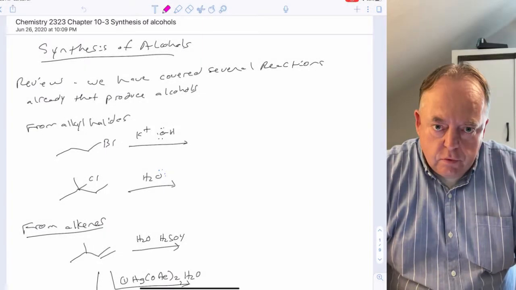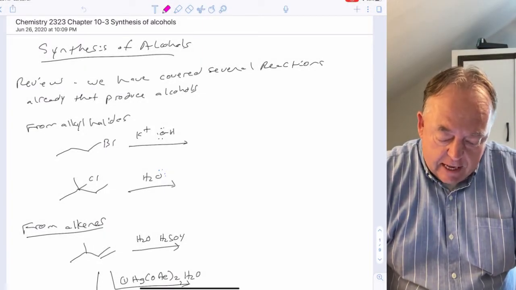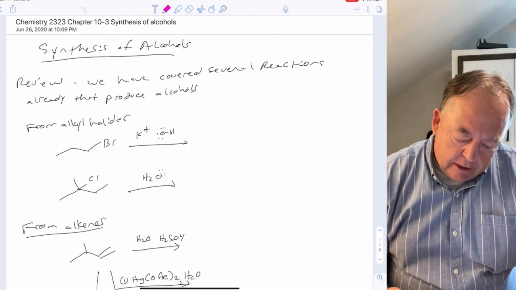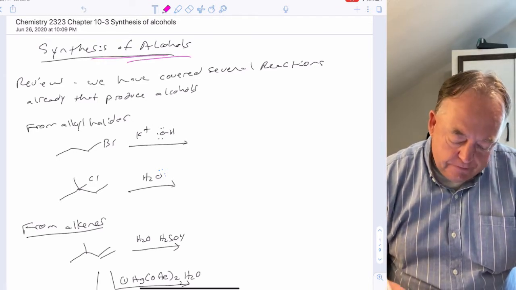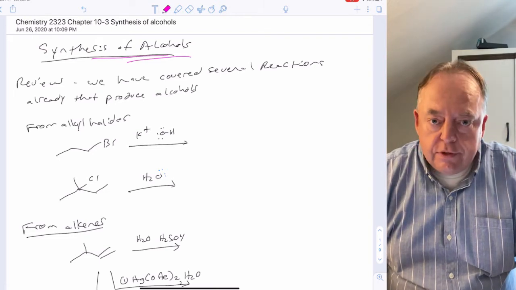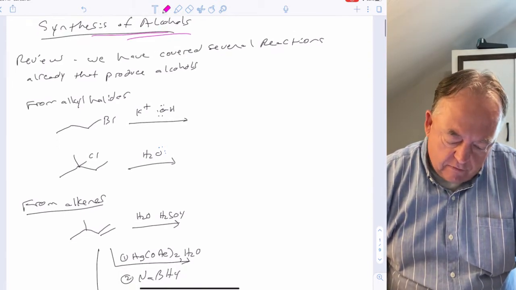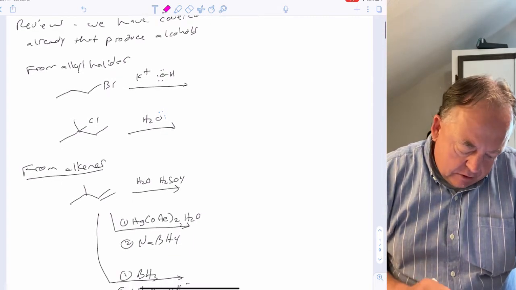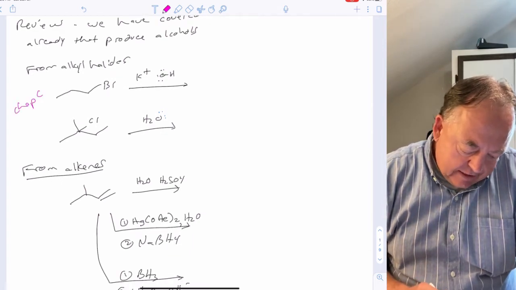Alright, so this will be the third lecture in chapter 10 over alcohols and thiols. In this lecture we'll look at how to synthesize alcohols. Before we do that, let's review a little bit because we've already looked at several reactions that make alcohols. These would be reactions from chapter 6.